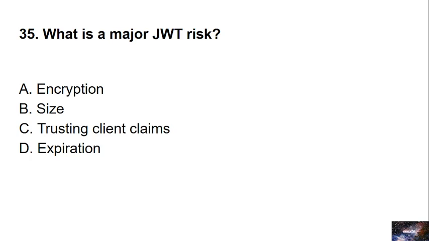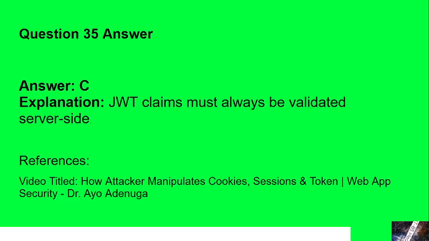What is a major JWT risk? Encryption, ties, trusting client's claim, expiration. What is JWT? JSON Web Token. So it is what? Encryption, ties, trusting client claims, expiration. The answer is C. JWT claims must always be validated on the server side.